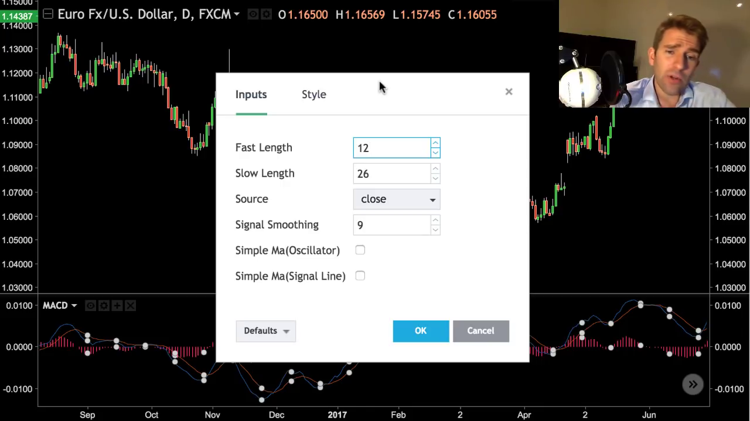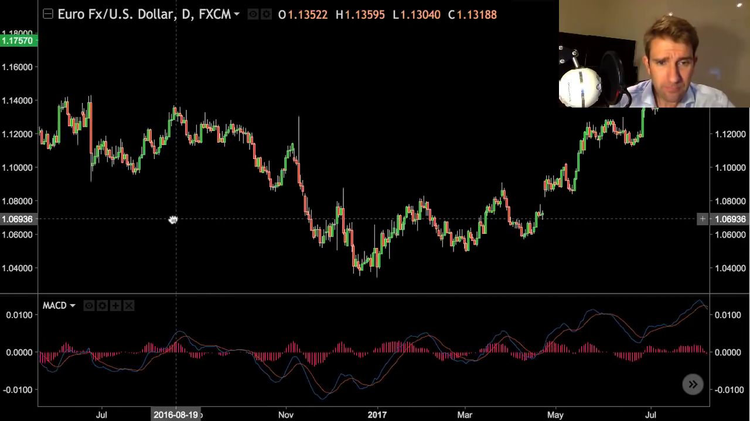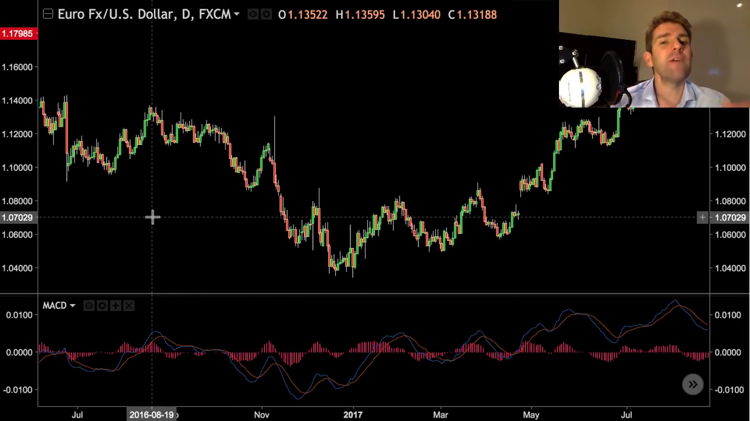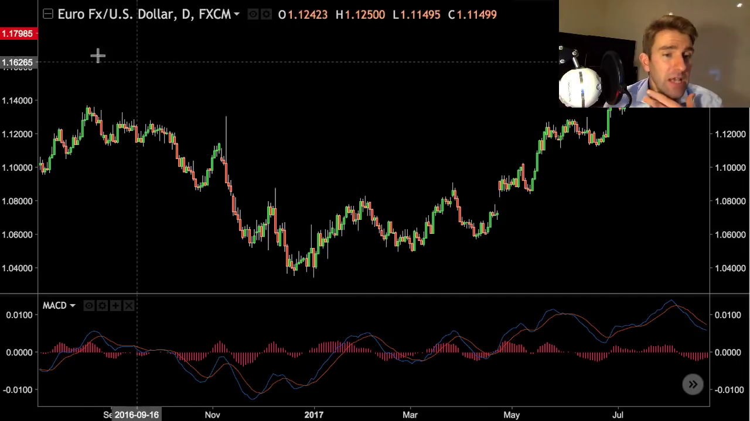So I've got MACD on my chart at the moment. I've got the fast length set to 12, the slow length set to 26, and the smoothing set to 9. So these are my default settings on my chart. So the theory of this is very, very simple, very basic. And like I say, I think you probably need a couple of extra layers of trigger behind this, but the concept is kind of good.